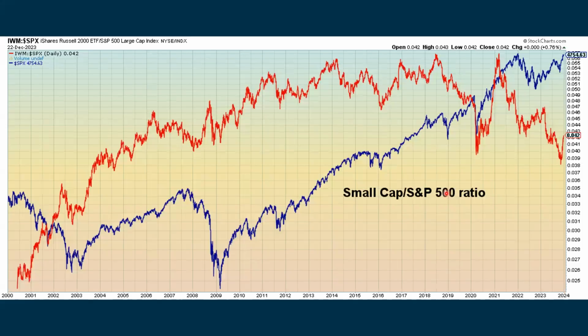Then we look at a ratio between small caps and the S&P. That's the red line. And the fact that this is going up, that could be positive. And this is part of the January effect that I've been referring to. The blue line is the S&P. And when we see both of these going up, that tends to confirm each other. This ratio has a long ways to go to repair the damage that's been done. But the fact that it's even going up is positive.